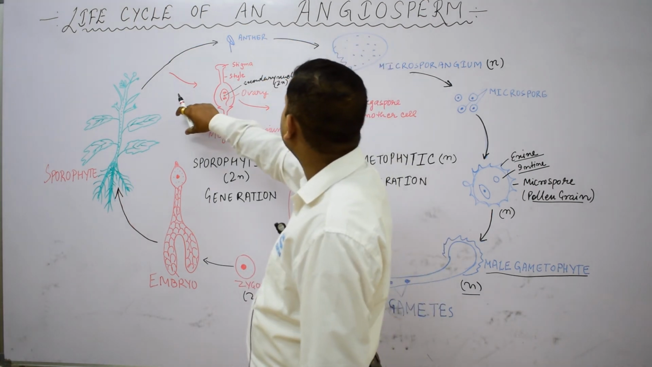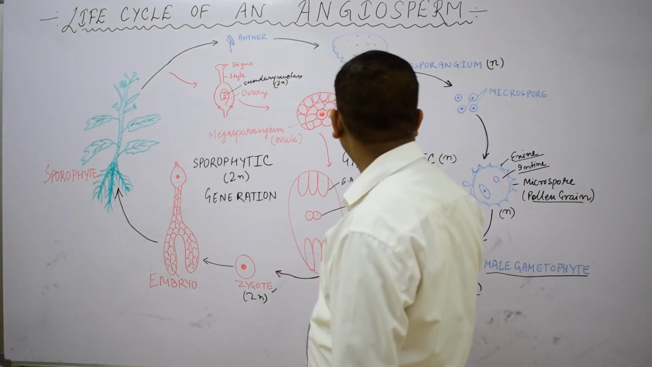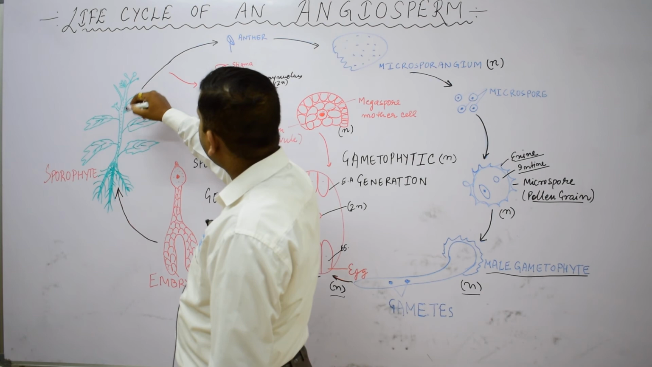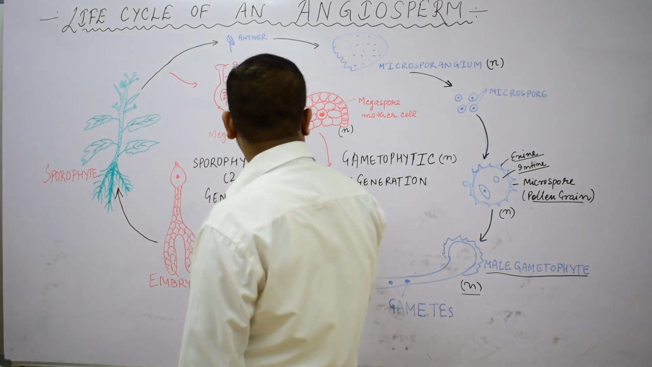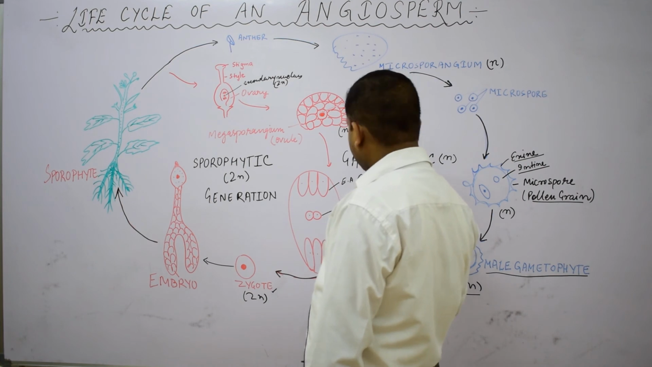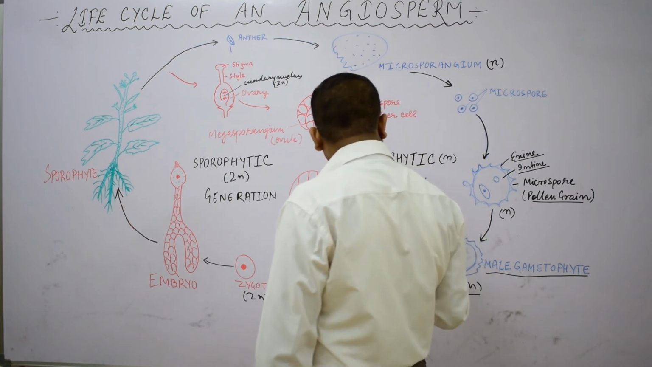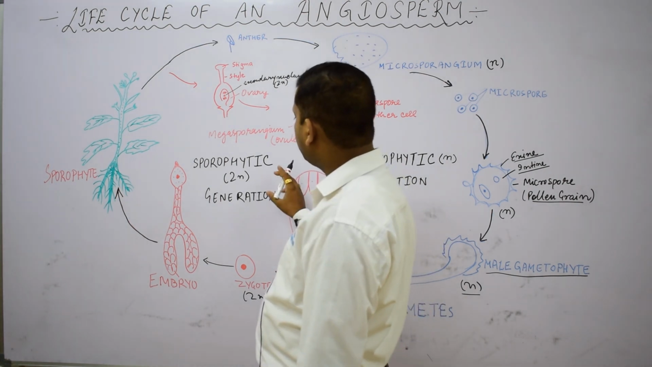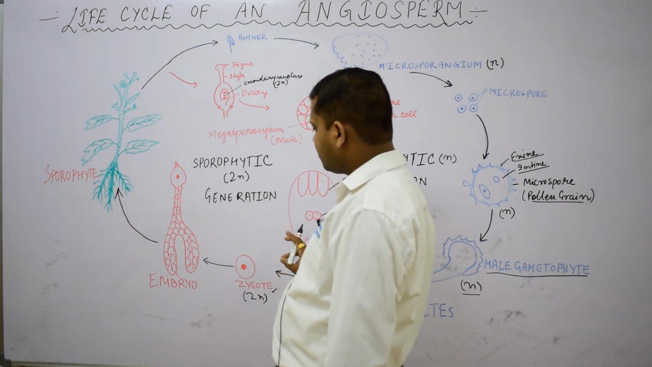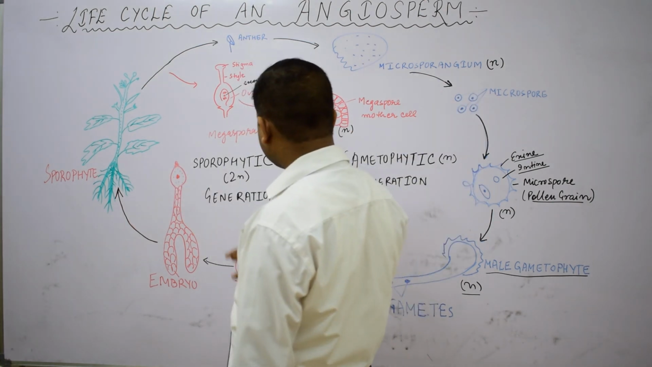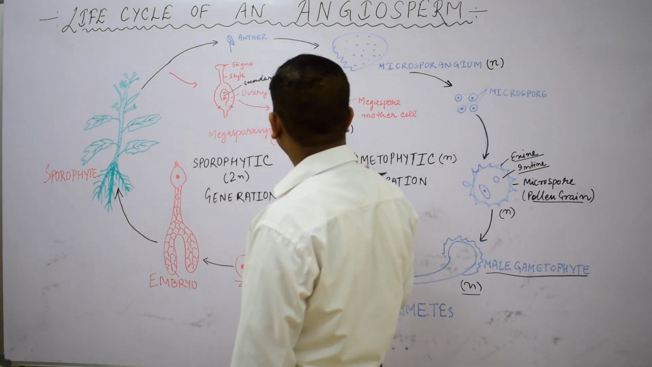So they again make the gametophytic haploid generation. When the flower develops and matures, it makes the gametophyte generation, which is haploid in nature, and when the male and female gametophytes combine, they make the sporophytic diploid generation. In this way we understand the life cycle of an angiosperm.